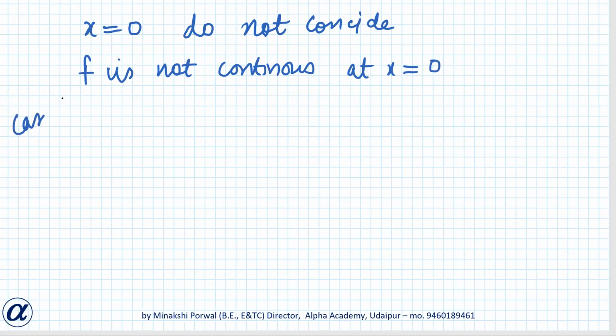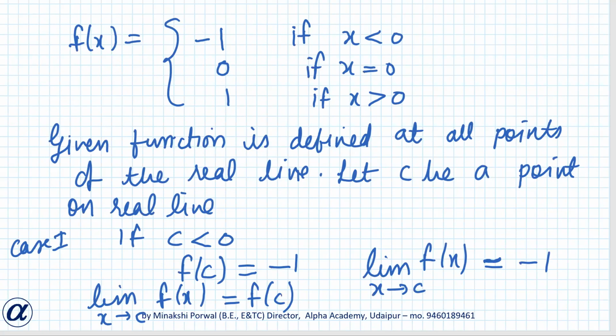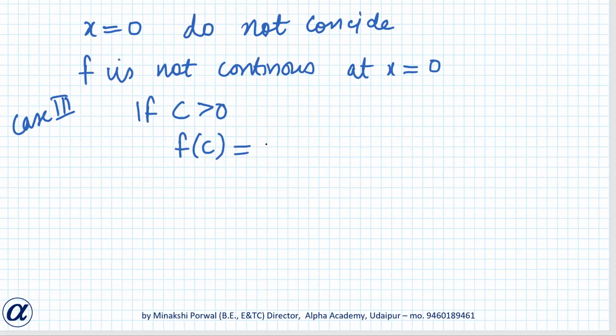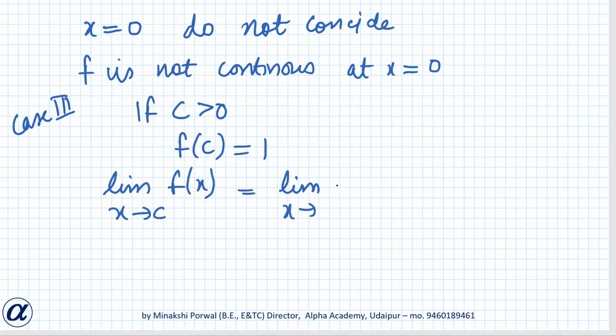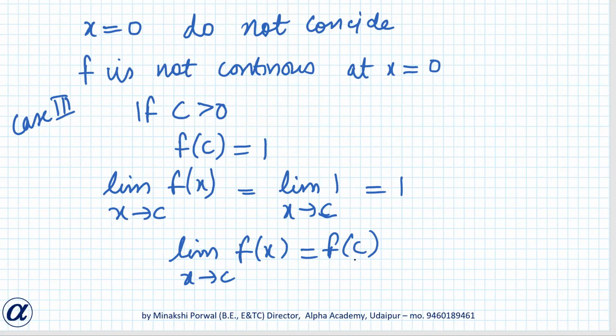Then third case, if c is greater than 0. Okay. If c is greater than 0, then value of function is 1. So we can write f of c is 1 and limit x tends to c, f(x) equals to limit x tends to c, that is 1. So it is 1 only, it's a constant. Okay. So limit x tends to c f(x) equals to f(c). So function is continuous for all values of x greater than 0.